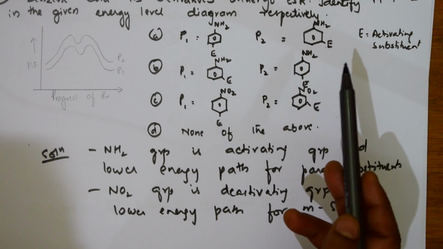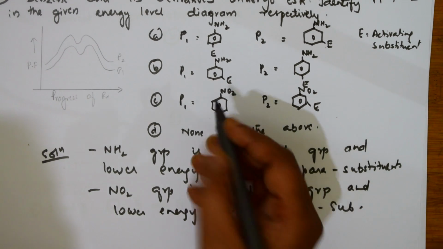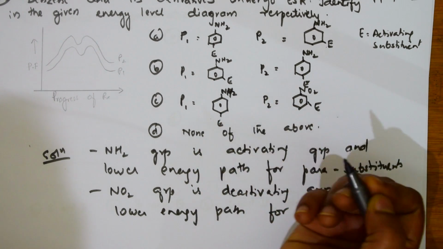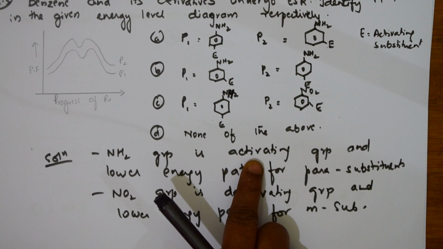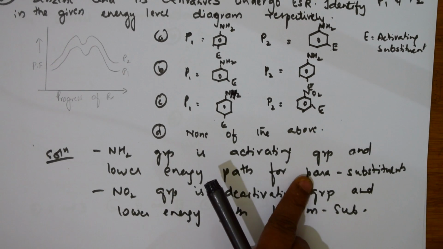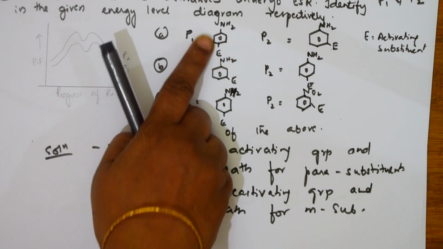First one, no, but the second one, I think this is a small correction here. This should be NH2. Correct? Yes. This is NH2. I'm sorry for that. This is NH2. This is NO2. Now see. So amine group is activating and lowers the energy path for para substituent. So this is the combination. See here, this is para. This is also para. I can go for this.